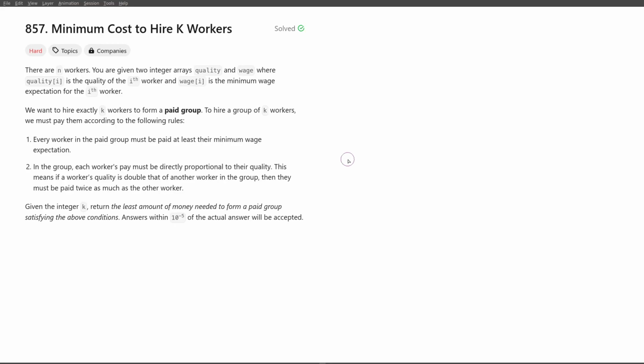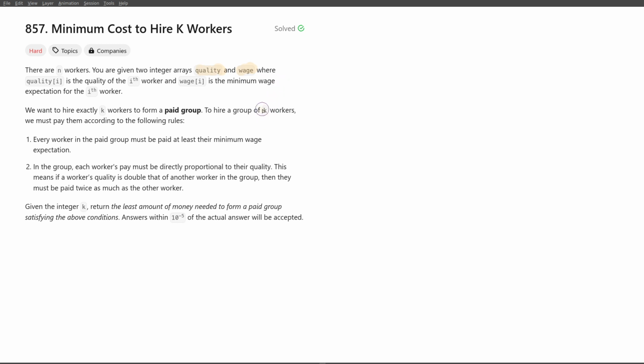Hello everyone, today we'll talk about the problem minimum cost to hire K workers. We have some workers available for hire. They all have some quality and some minimum wage expectation, so that when we hire them we have to pay them at least their minimum wage.